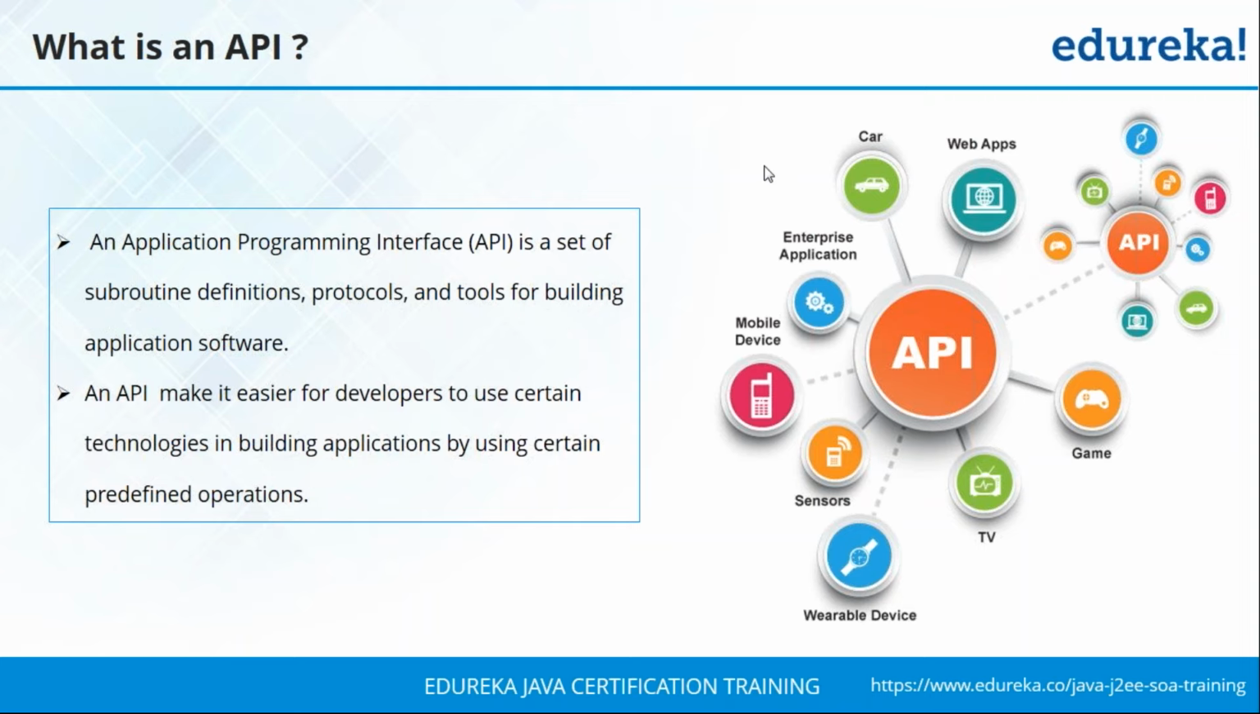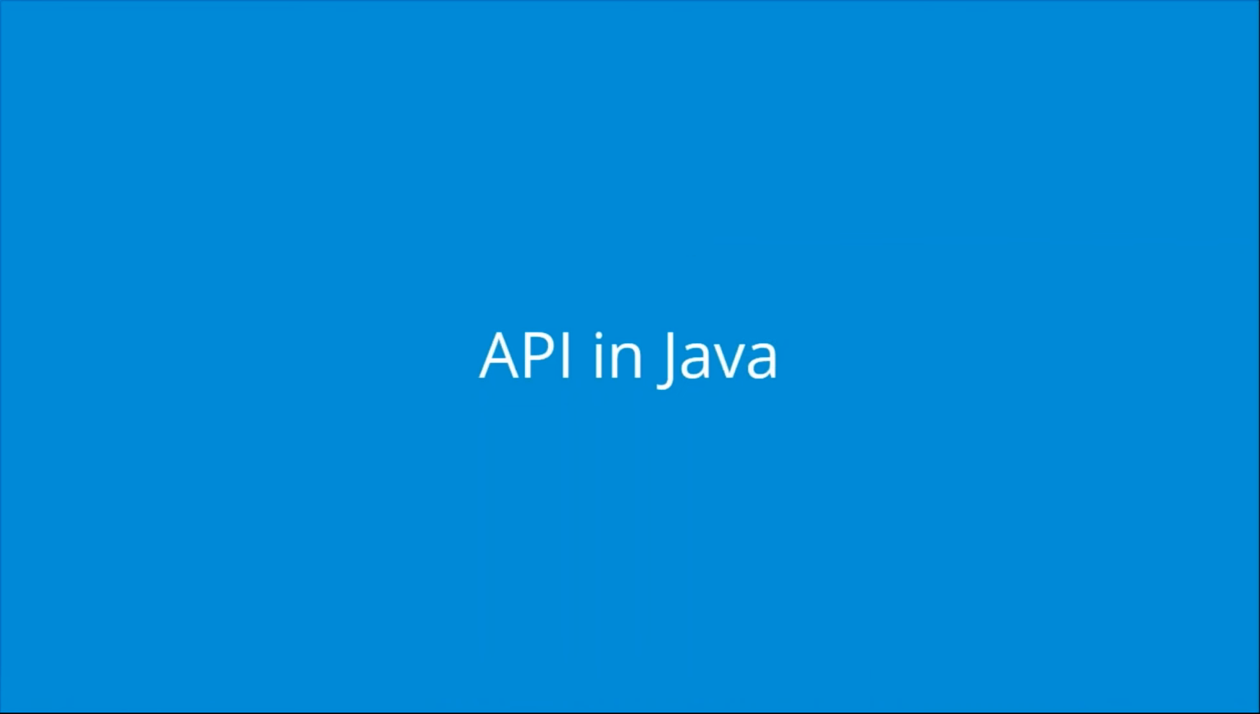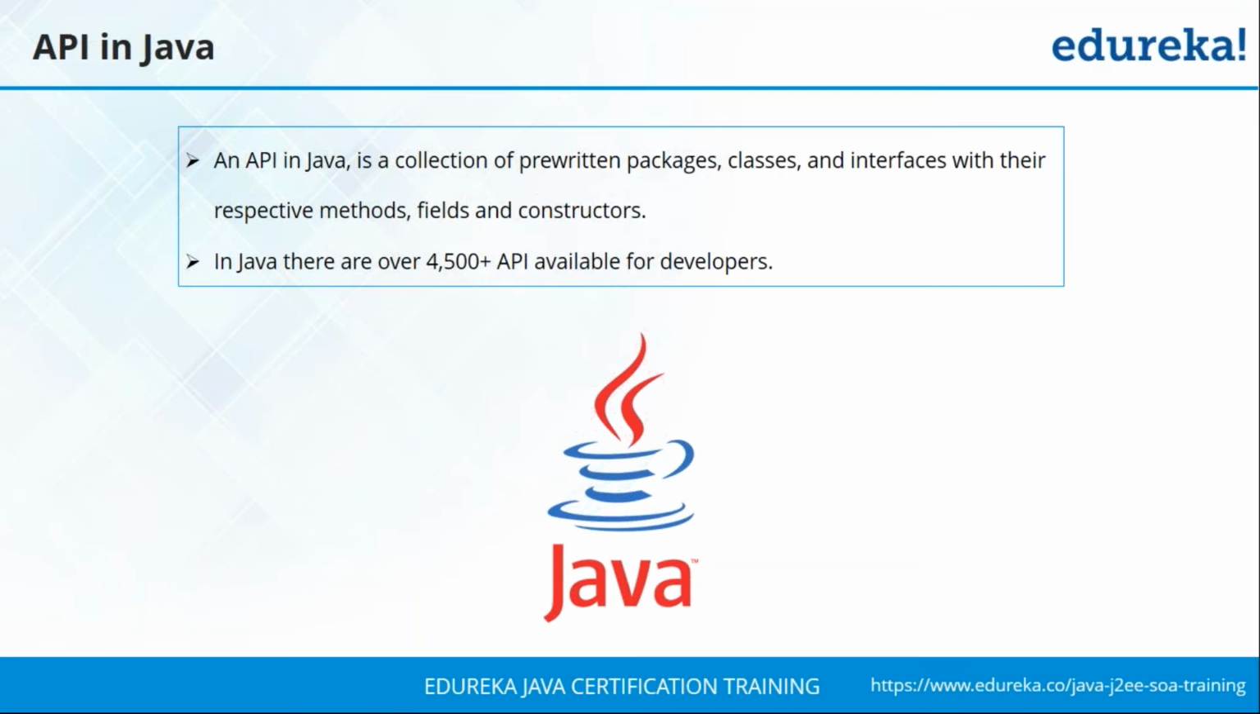Okay, so moving forward, let's try to understand how APIs function in Java. When you talk about APIs in Java, your definition of API slightly varies to meet the context of Java. Here it is a collection of various packages, classes, even interfaces, and their corresponding methods, variables, and constructors as well. So here it comes into the programming language definition.